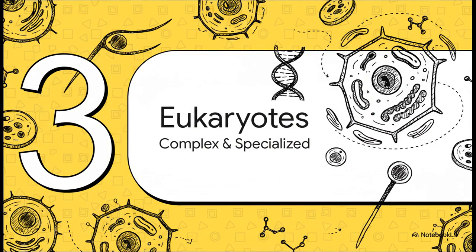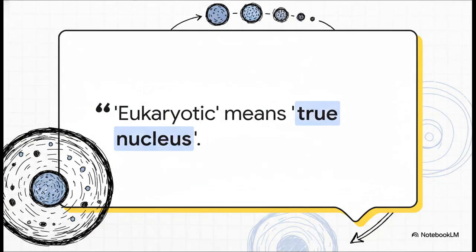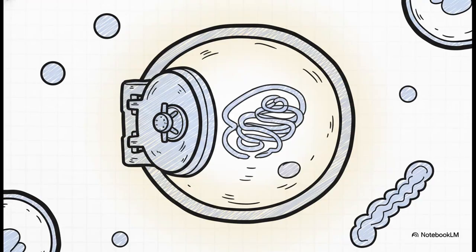Now, let's check out the other design. It's time to meet the eukaryotes, the complex, specialized, and highly organized version of a cell. This is the upgrade. And again, the name tells you everything you need to know. Eu means true, so eukaryotic literally means true nucleus. This was a massive evolutionary leap that completely changed the game for life on our planet. And this is it. This is the single biggest difference. Eukaryotic cells built a special, secure vault for their DNA, a membrane-bound nucleus. This keeps the precious instructions safe and allows for a whole new level of control and organization.